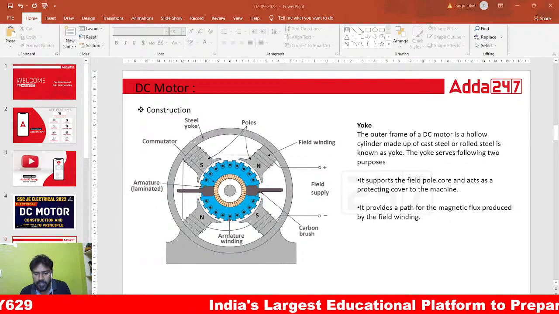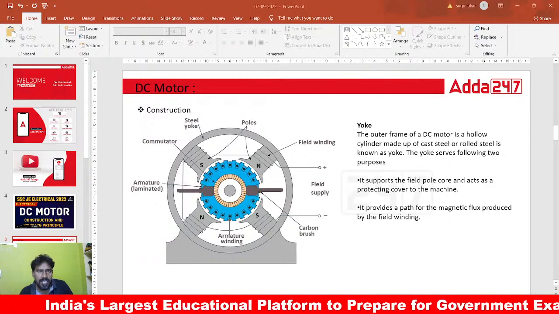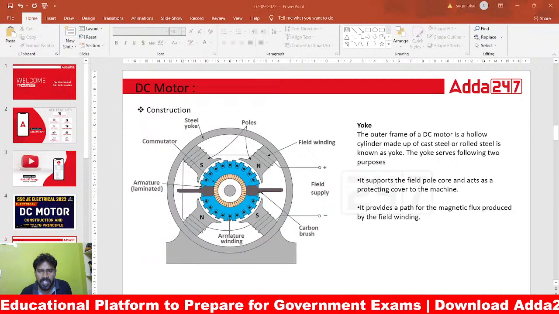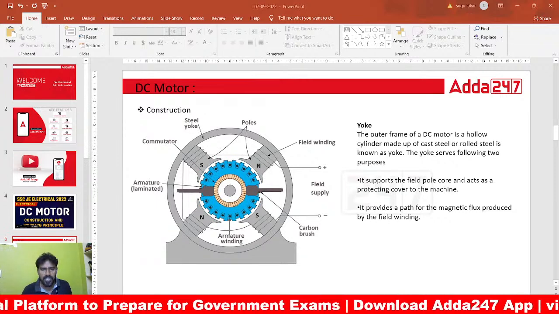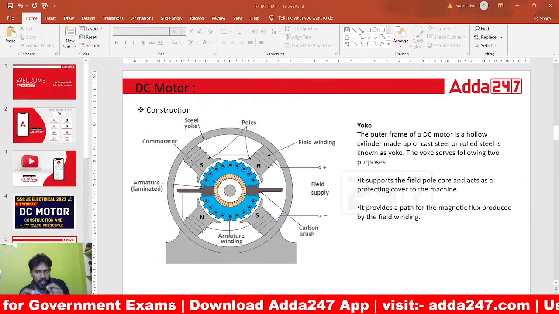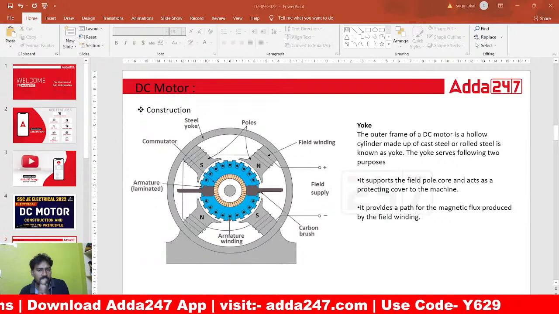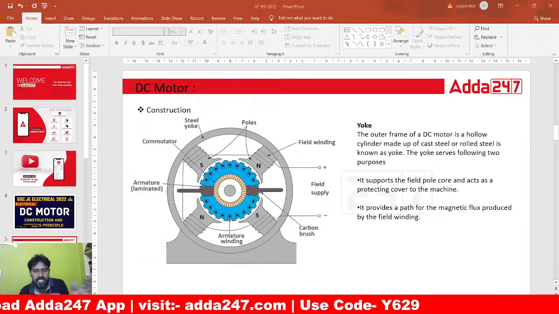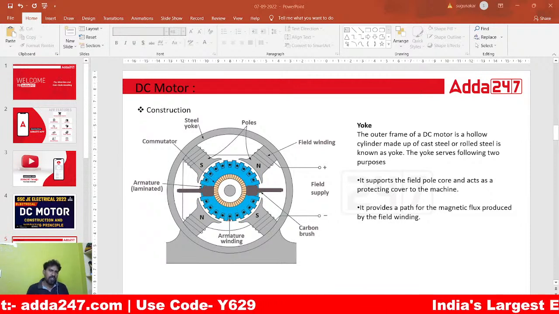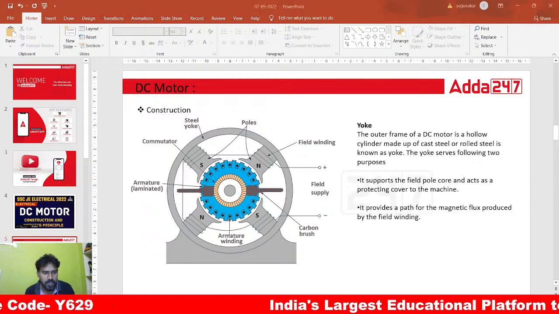For external use purpose. So these are the constructional parts of the DC motors. Okay, so from this constructional part you can remember each and every part, the purpose of the part, and what it is made up of. This kind of question they may ask directly in the examination. Okay, so next coming to the working principle. So how does it work, what is the working principle?